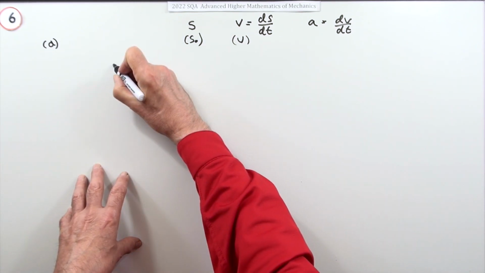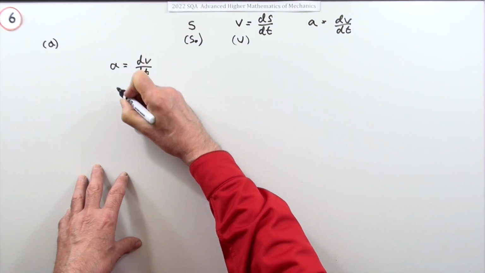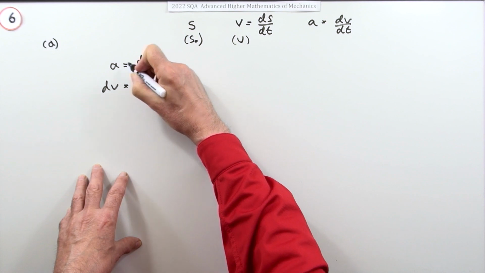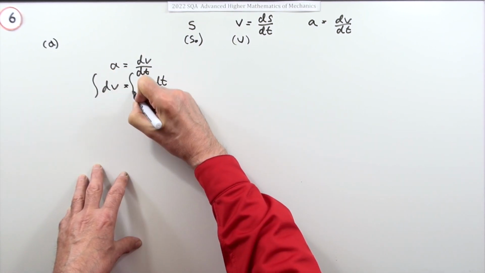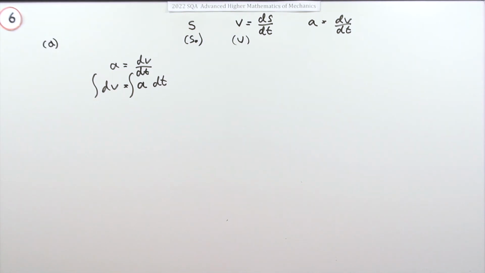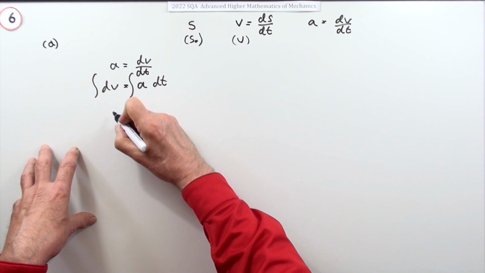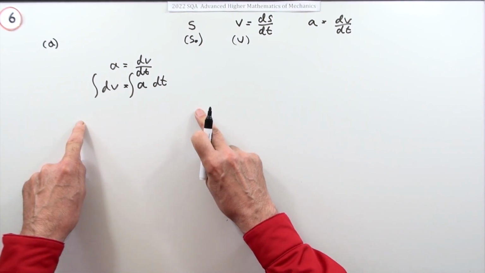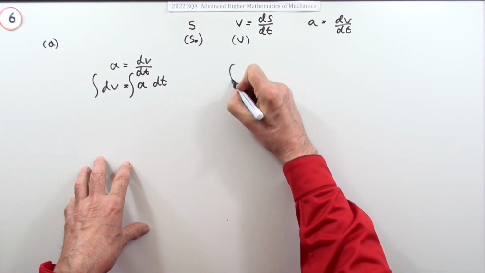So starting with that one, if a is equal to dv by dt, then shuffling them about, dv would equal a times dt, and that's what you would integrate. I'm not sure when this mark pops out. No, it doesn't pop out until you finish. Now there are 2 ways you could integrate that. You could integrate that and introduce a constant, or you could integrate that between limits. So I'll put them side by side.